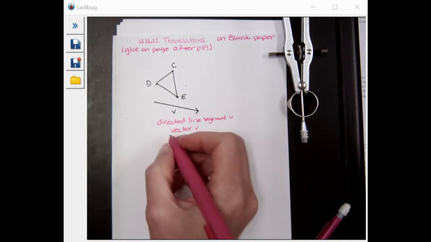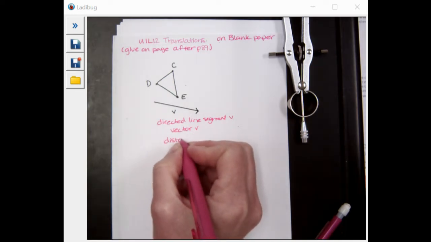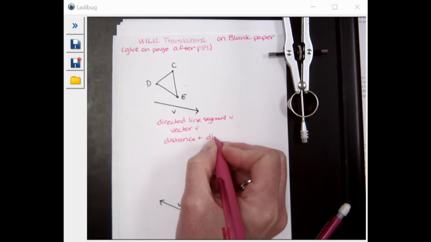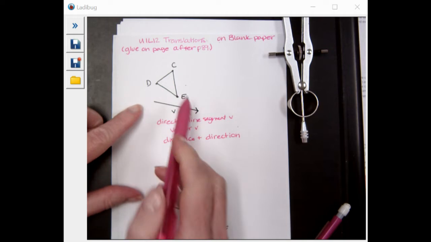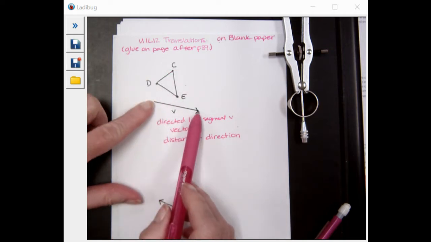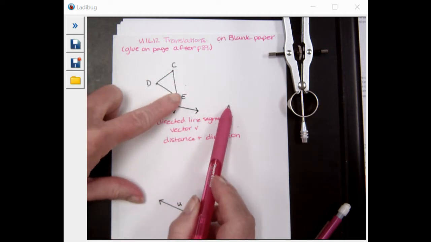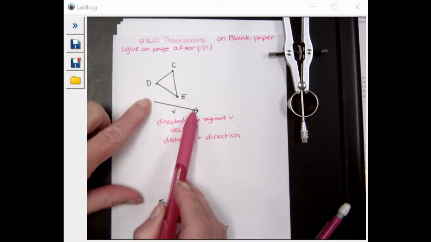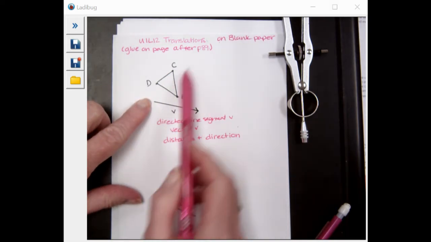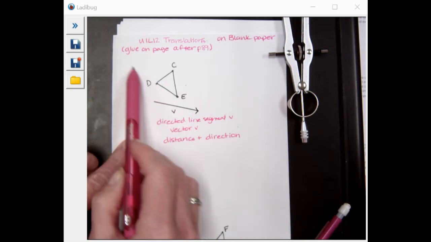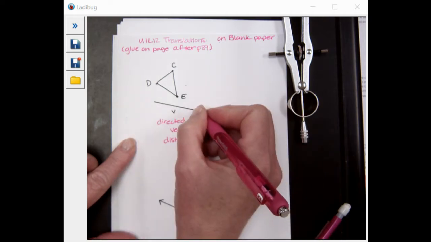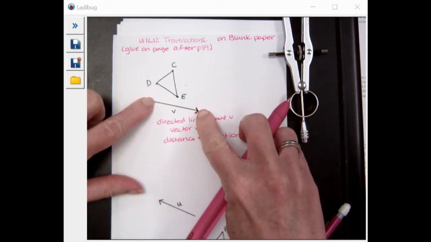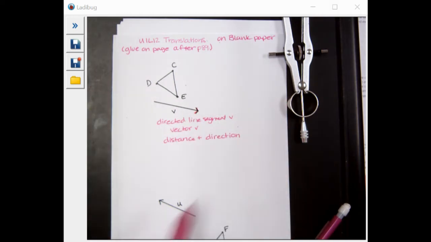This line segment has both distance and direction. So basically, I want to take this entire triangle that you see here, and I want to move it exactly this far away, and I want to move it exactly this direction. So I don't want it to wind up here, which would be going upwards. I don't want my triangle to wind up back here, which would be going this direction. This arrow tells me my direction, and the distance of this arrow tells me the distance that I want to move my triangle.